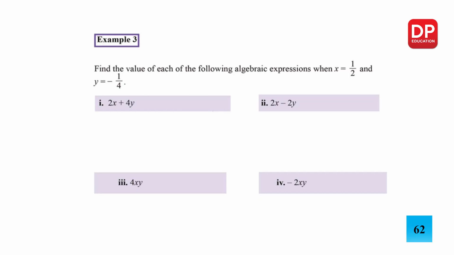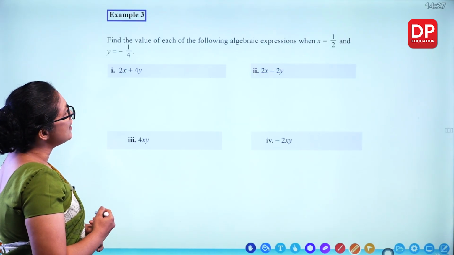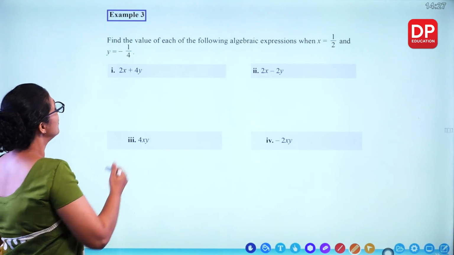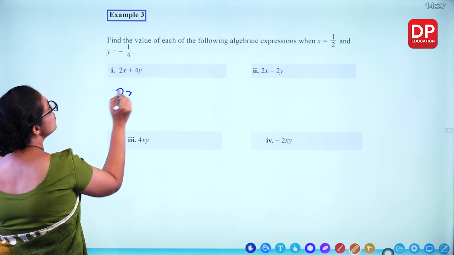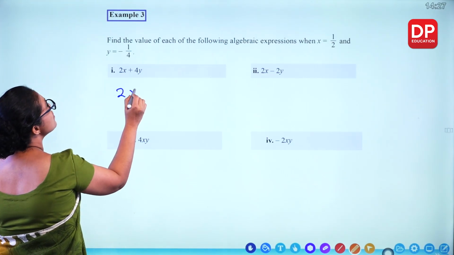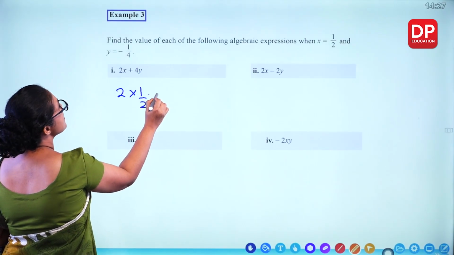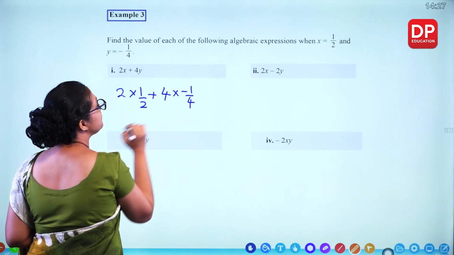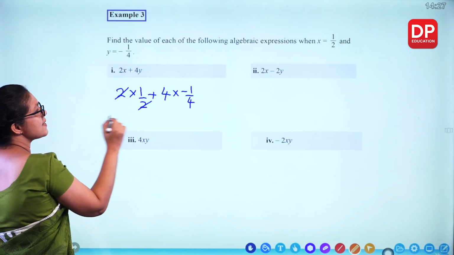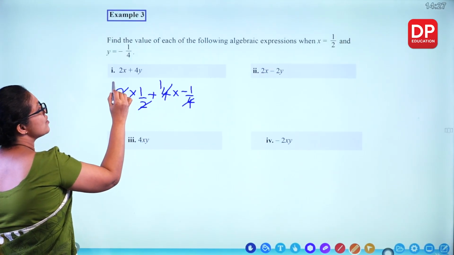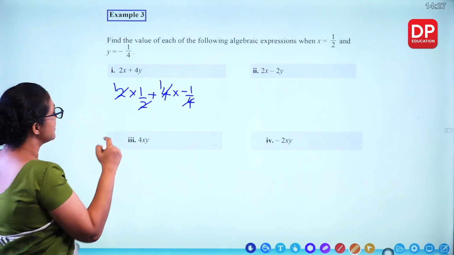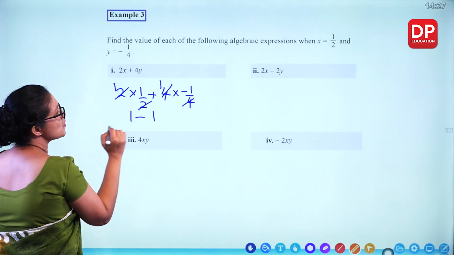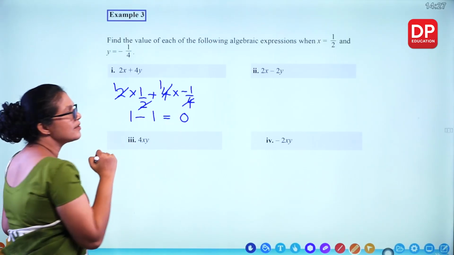Example number 3. Find the value of each of the following algebraic expressions when x equals half and y equals minus 1 over 4. So substitute 2x, 2 times half, plus 4 times minus 1 over 4. 2 get cancelled out, 4 get cancelled out. You get 1 there. So what's the answer? 1 times 1, 1. 1 into minus 1, minus 1. So 1 minus 1, you get 0.